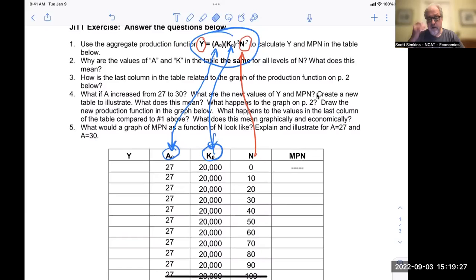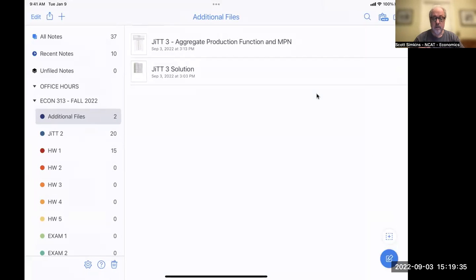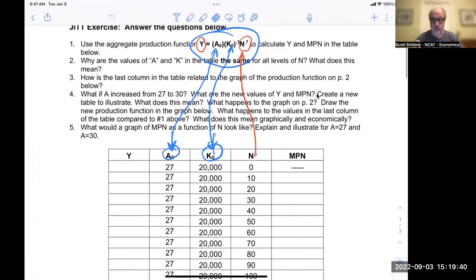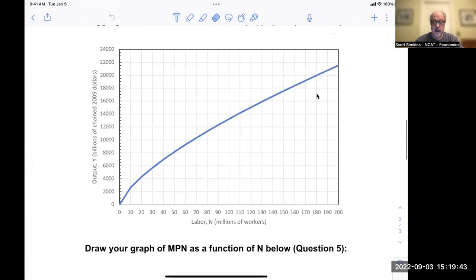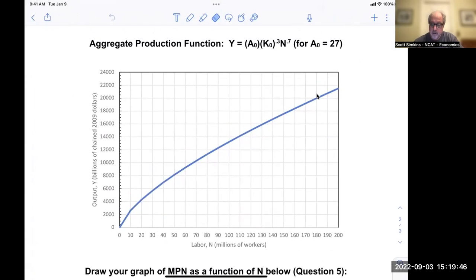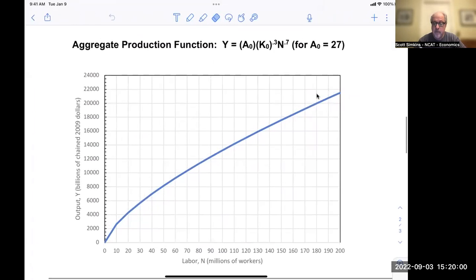And then how is the last column of the table related to the graph of the production function on page 2? Let's take a look at that. Let's just scroll up. If we plot those numbers that we had in the problem in the worksheet, as I had in my spreadsheet, which are the same thing, I'm going to make this bigger. This is the production function for when A is equal to 27, K is equal to 20,000.